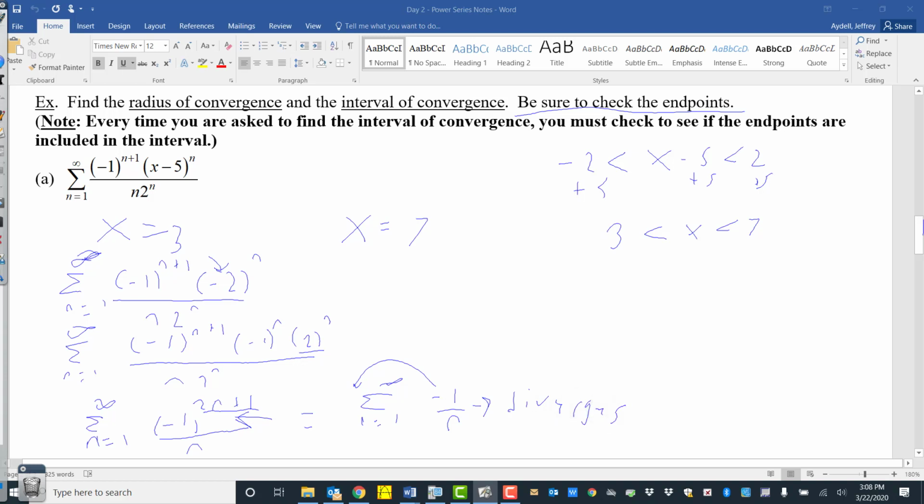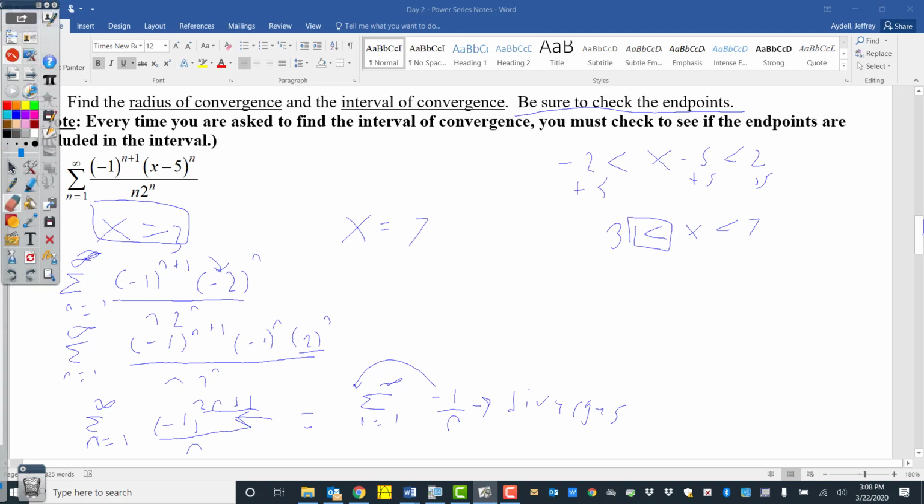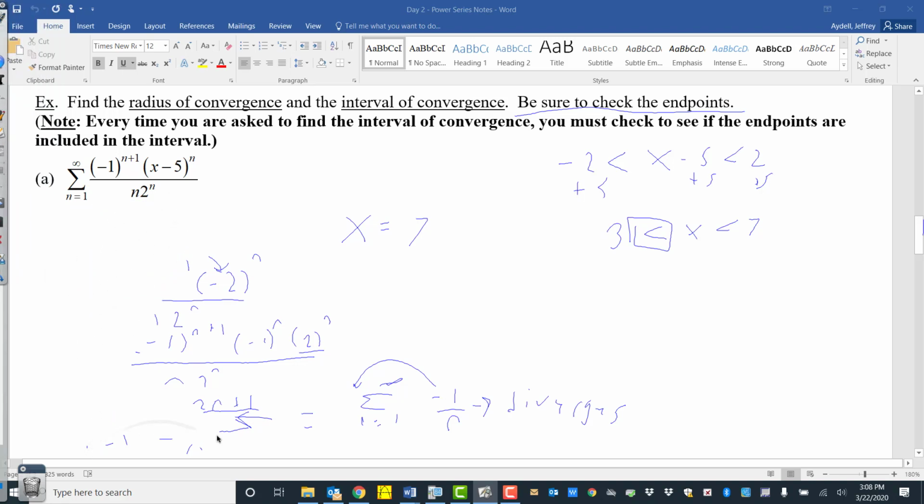Now, the thing with this is that because it diverged when we plugged in x equals 3, that means we are going to leave this as a strictly less than 3 here. And now we're going to check what happens at x equals 7. So now we're going to clear out all this, and we're going to look at what will happen when we do x equals 7.